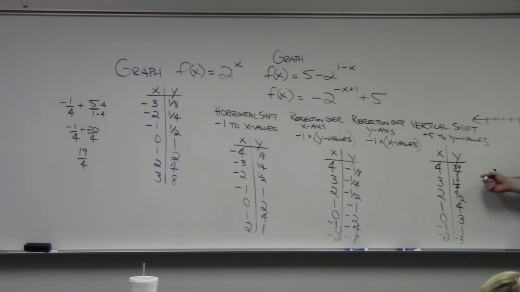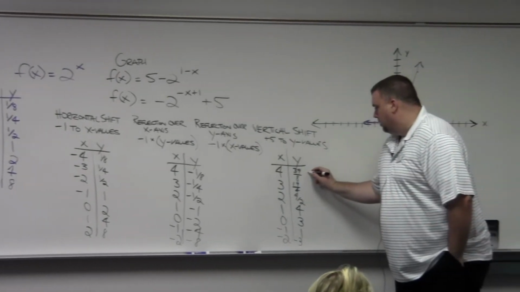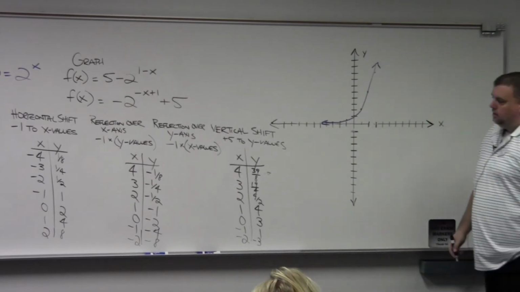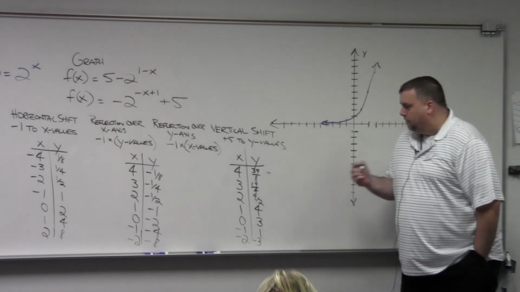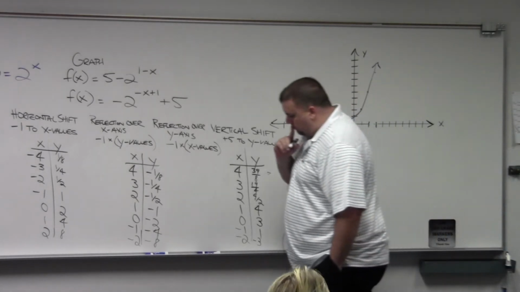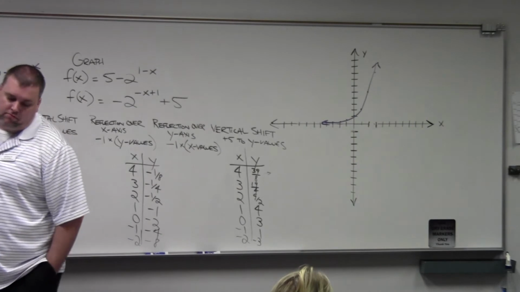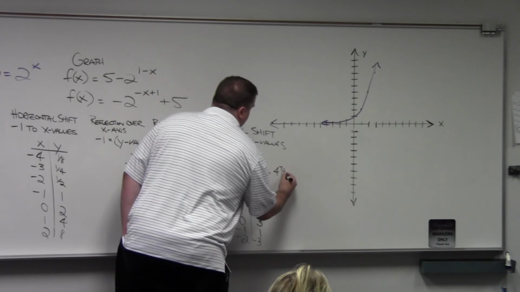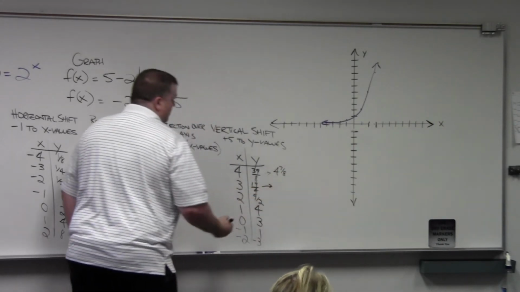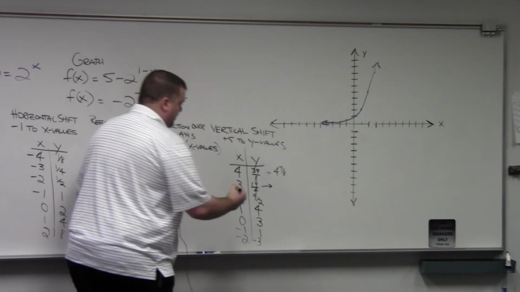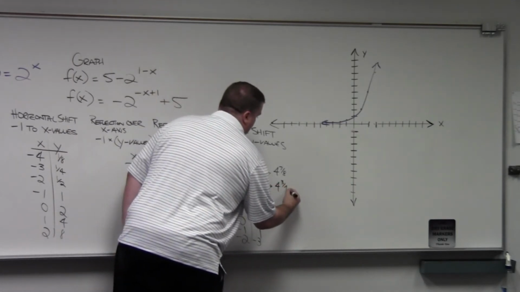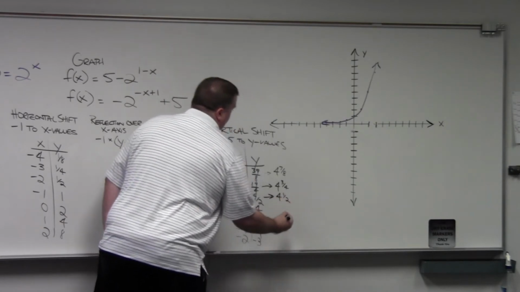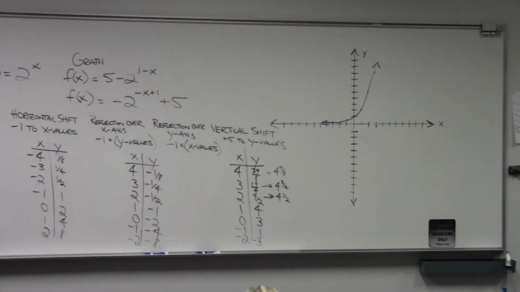Some of these fractions are easier to think about as mixed numbers, because 39 over 8 sometimes is hard to picture where that's going to fall. But 39 over 8 as a mixed number would be what? How many times does 8 go into 39? 4 and 7. Yeah, 4 and 7/8. 19 over 4 is 4 and 3/4. 9 over 2, yeah, 4.5.